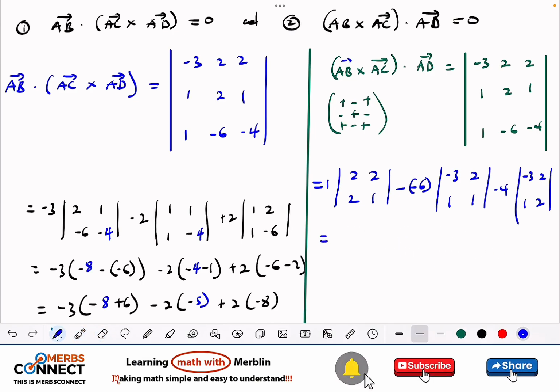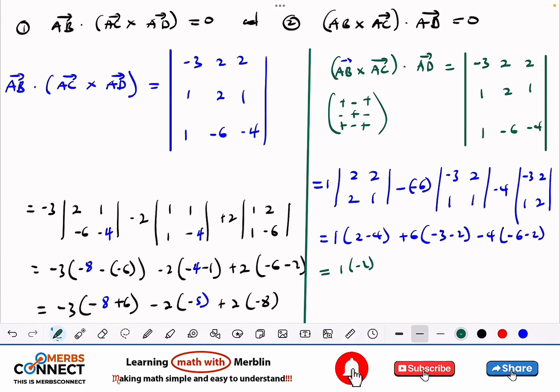So this is going to give us 1, 2 minus 4 plus 6 minus 3 minus 2 minus 4, and this is going to give us minus 6 minus 2. So let's see what we are going to get. This is going to be 1 times minus 2 plus 6. This is going to be minus 5 minus 4. This is going to give us minus 8.